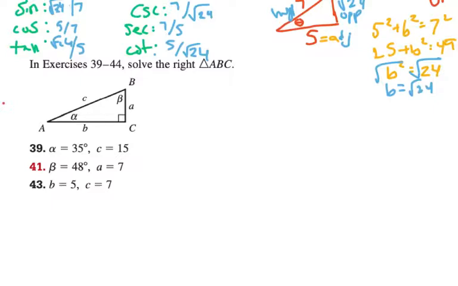Alright. So, next one is going to be 39. So in number 39 we need to solve in order to find out what the rest of the sides are. So solve just means find the rest of the values.